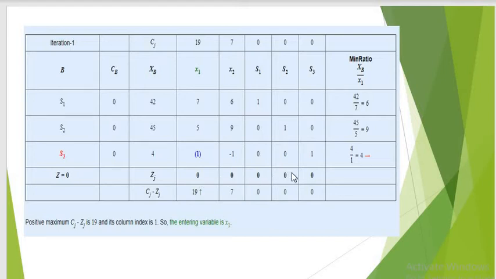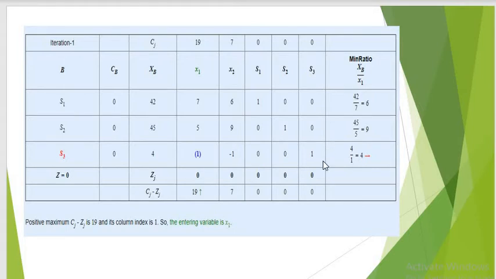Similarly, we can calculate other values in that row. Then calculate Cj minus Zj. That is the net value. Then the Cj, Zj values are here. We can calculate the corresponding values in that row. It is 19, 7, 0, 0, 0.